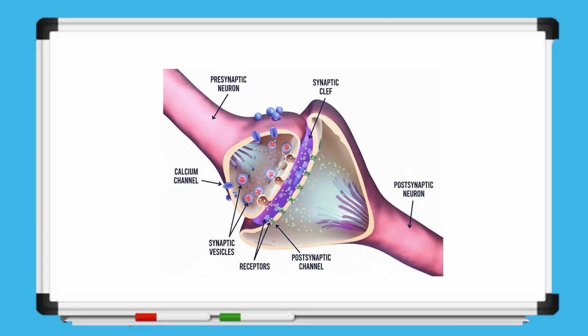Therefore, the structure of a synapse supports the transmission of nerve impulses. When an electrical impulse reaches the presynaptic neuron, calcium channels open, causing synaptic vesicles to release neurotransmitters into the synaptic cleft. These neurotransmitters diffuse across the gap and bind to receptors on the postsynaptic neuron, opening channels and generating a new impulse. Overall, synaptic transmission converts an electrical signal into a chemical signal and then back into an electrical signal, allowing communication within the nervous system.